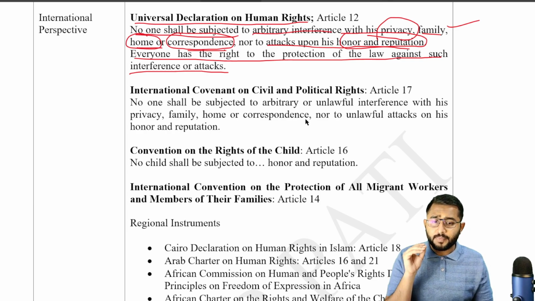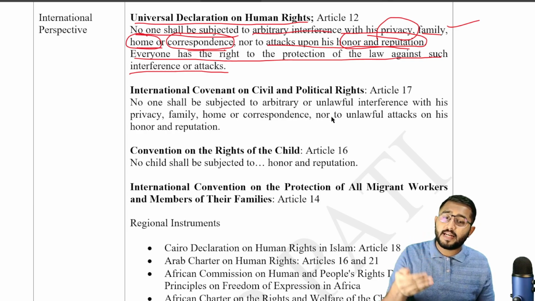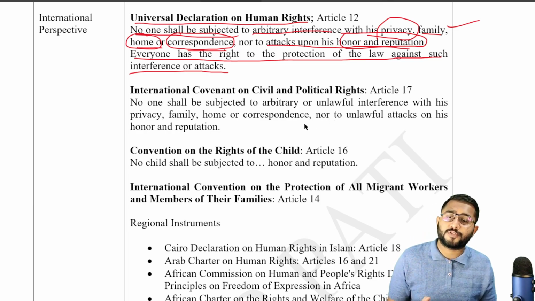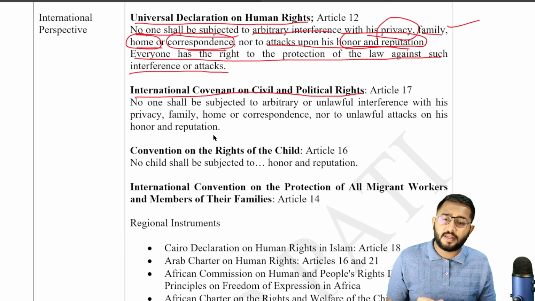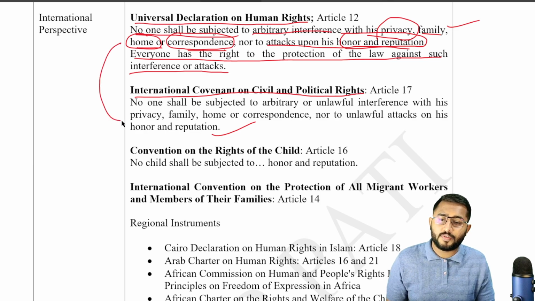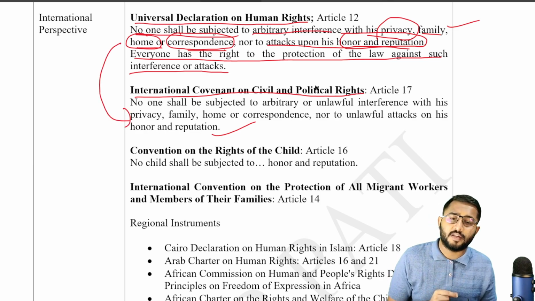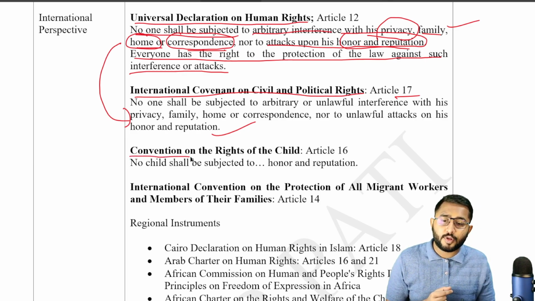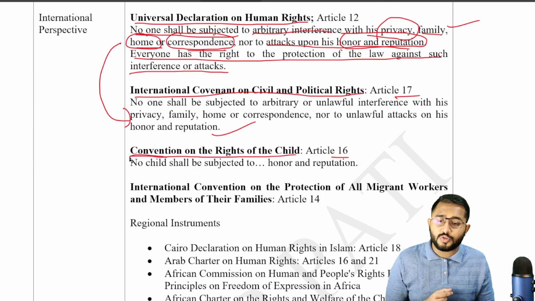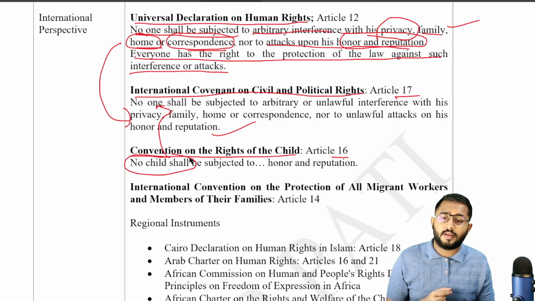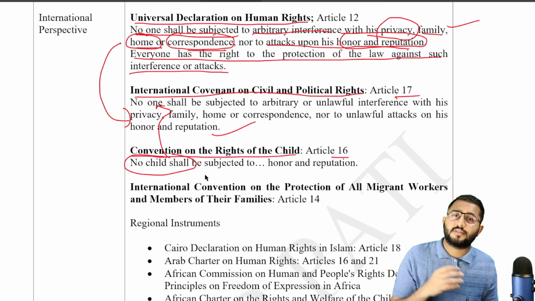Right? Now, these are the same words that get echoed in different provisions. Be it the ICCPR, which again verbatim repeats the same thing that the Universal Declaration of Human Rights does in their Article 17 for privacy. Now, same thing gets repeated for the Convention on the Rights of the Child. Their Article 16 just substitutes "no child shall" in terms of "no one shall," right? And then the same thing repeats verbatim.